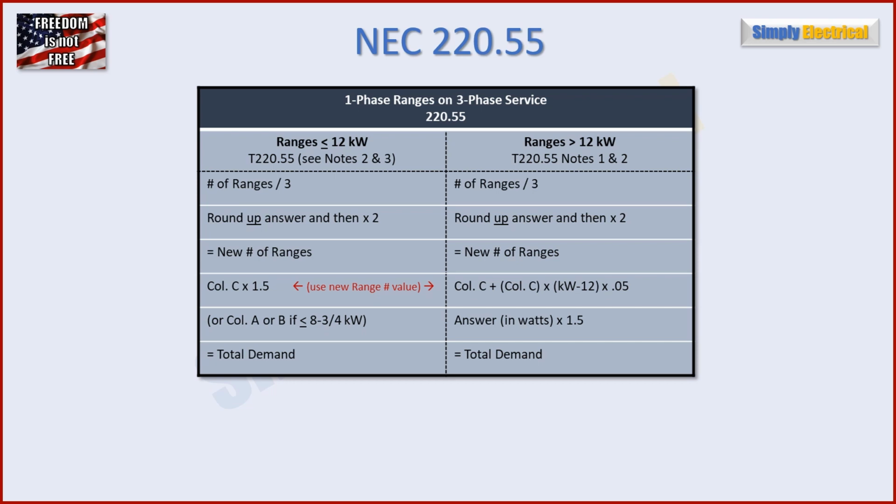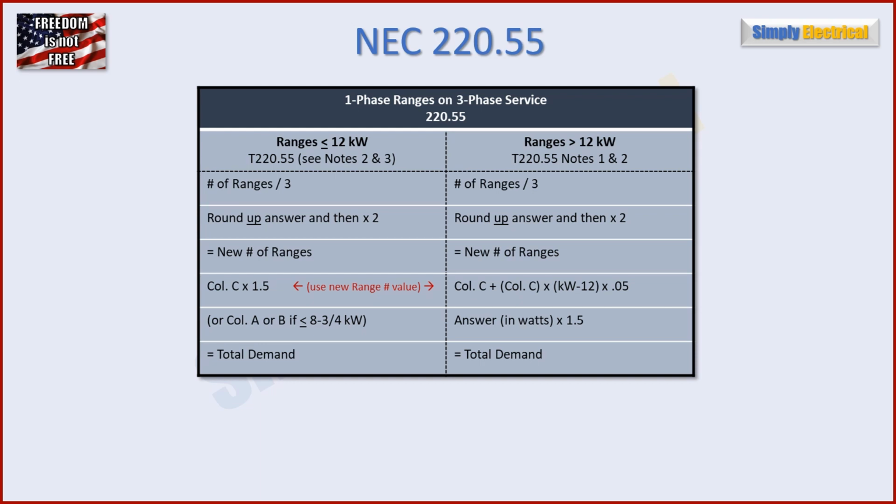I'll explain this table a little bit now, but it'll make more sense once we start applying some examples to it. What we're essentially doing here with this formula is sort of creating an imaginary single-phase scenario. So we're kind of asking ourselves, if this were a single-phase system, what would the equivalent number of these ranges be? Then once we find that number, we plug it into table 220.55, get our demand, and then convert it back to 3-phase for our final value.